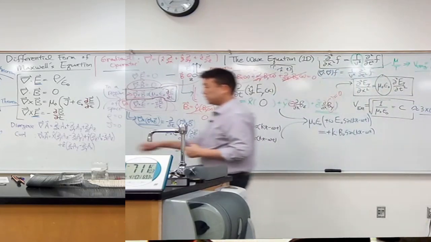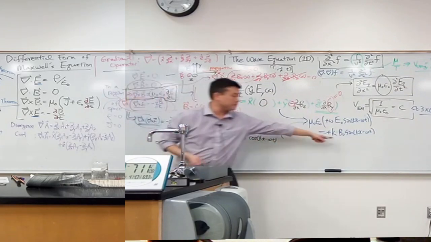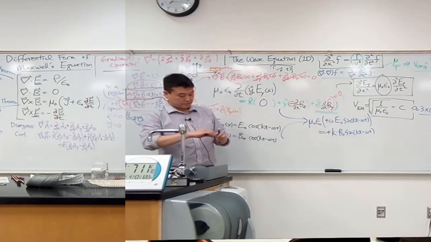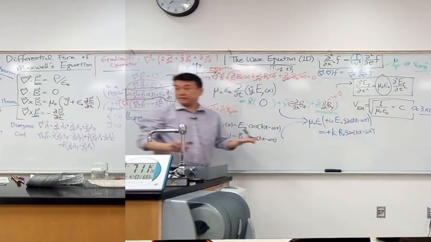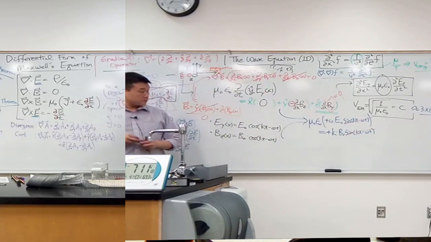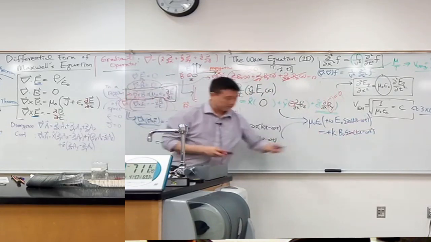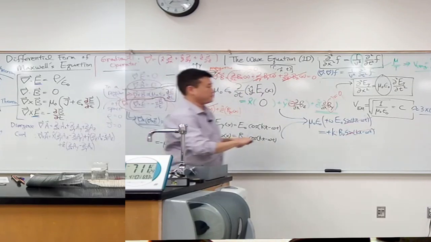Okay. So let me see what the relationship between B naught and E naught is. So sine of kx minus omega t cancels out from both sides. So let me just solve it for B naught. When I solve it for B naught, this is what I end up with.